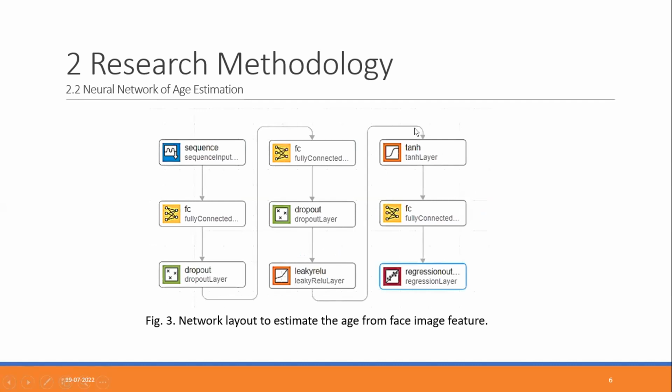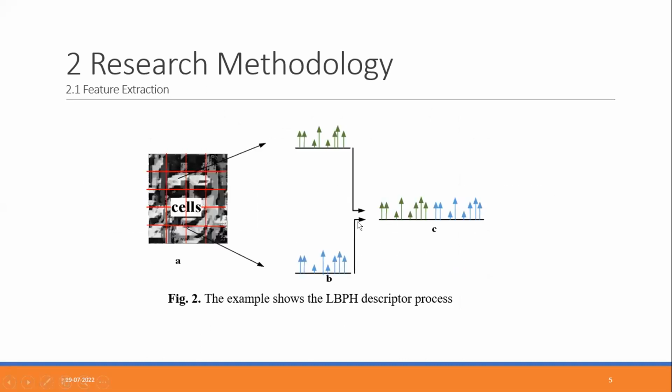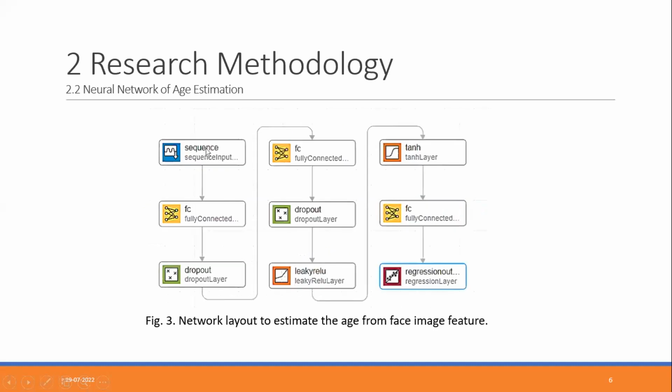After extracting the features, I stored them in the data set, and I'm giving those features to my network. I have selected this 15-layer network. In this case, I'm giving the sequence input, created from the LBP and local binary pattern histogram features, along with the age label, for training and testing purposes. Then I have connected the fully connected layer here. After that, a dropout layer.